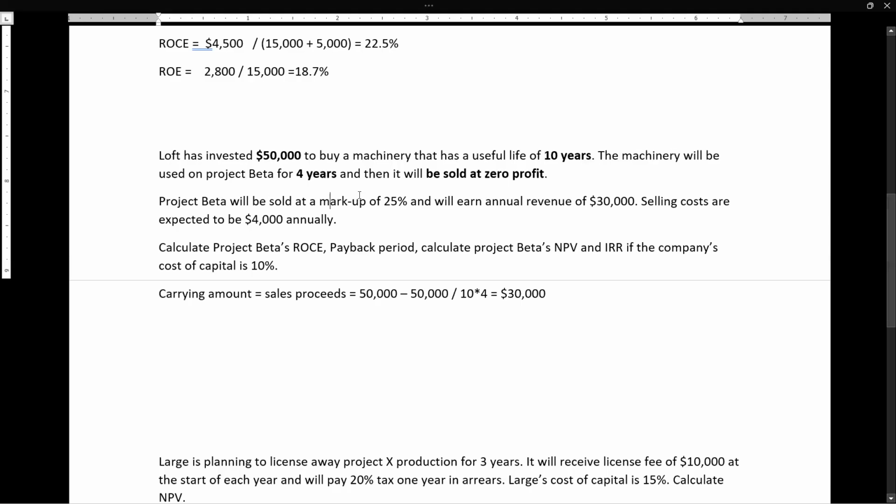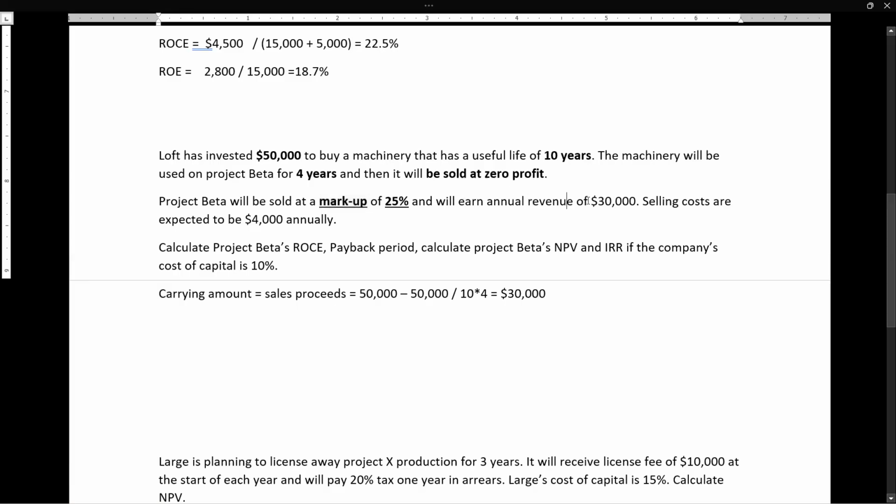Project Beta will be sold at a markup of 25%. Pay attention to whether it is a markup or a margin, because that impacts the way that we calculate profit or revenue and so on. Okay, so that is it. And let's read further ahead.